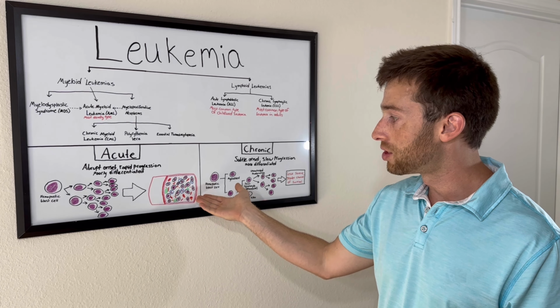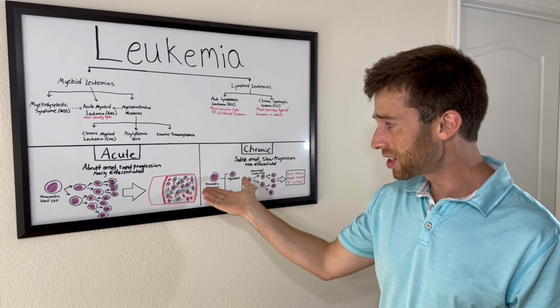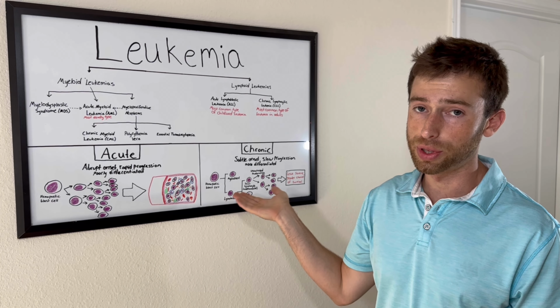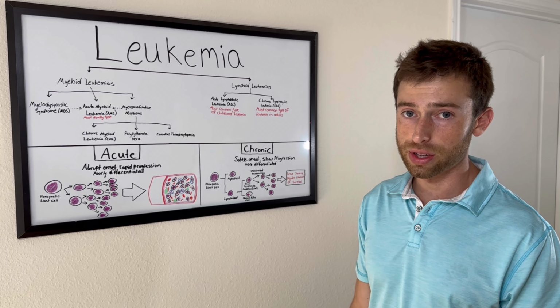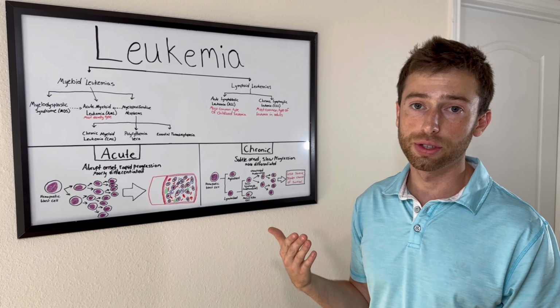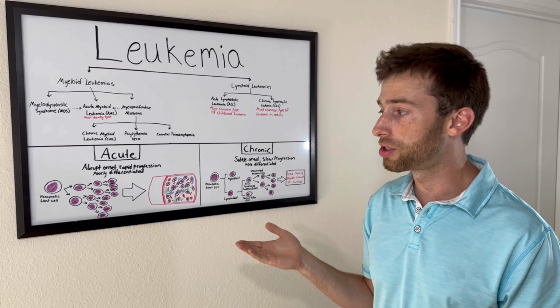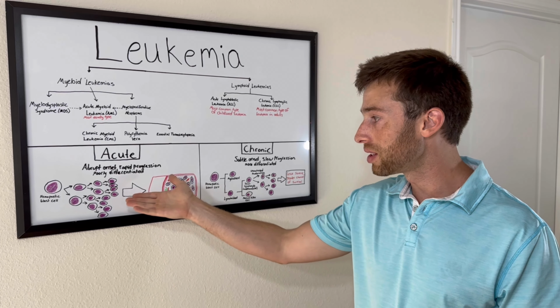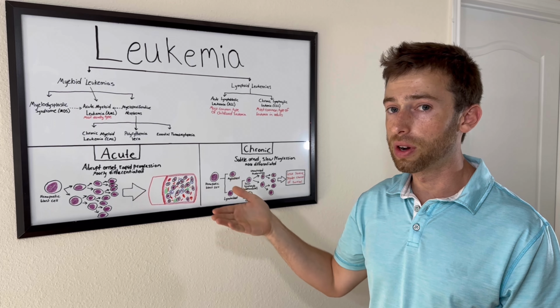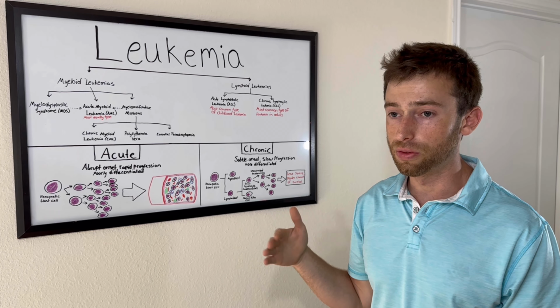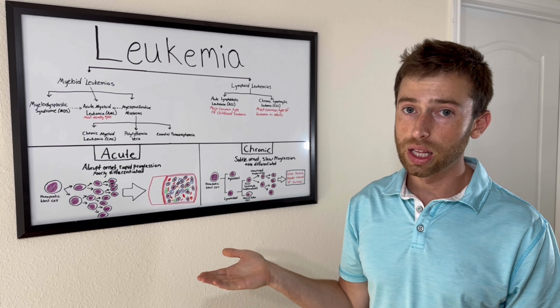And it's going to lead to overcrowding the rest of your blood cells and stealing resources from them, so that they're not able to do their jobs as well as they used to. And these cells are very young and immature. They don't have much specialization. They don't really do anything for the body.